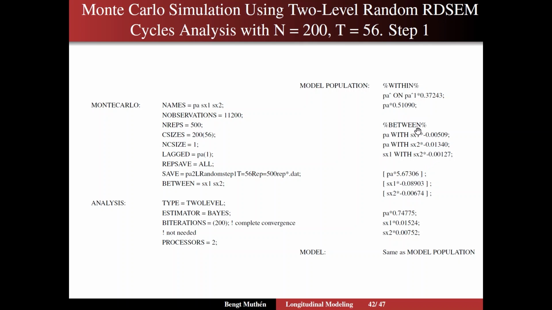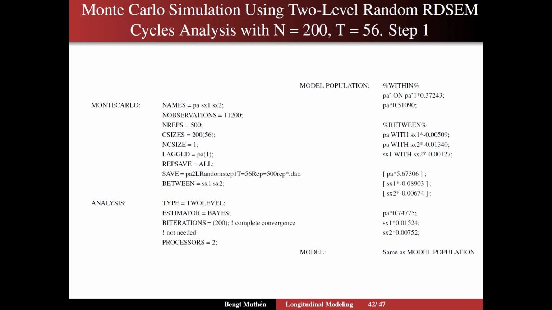And on between, we're going to work with the between part of PA. So that's the random intercept. And we're going to let it correlate with the random coefficients. And the random coefficients are allowed to correlate among themselves as well. And then we give them means for these coefficients, the mean of the random intercept and the two slopes. And then we give variances here as well. So what we're doing here is generating, according to this model, every variable that is not time related.